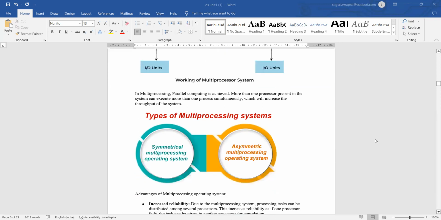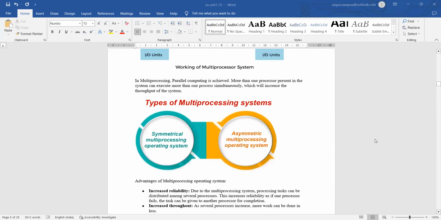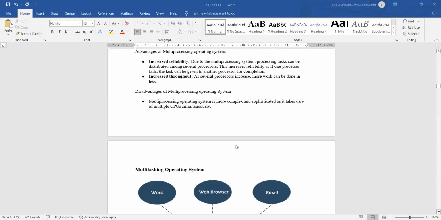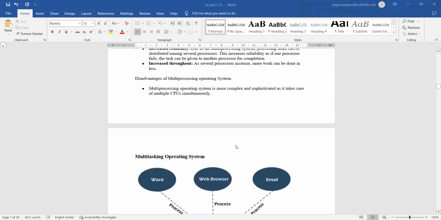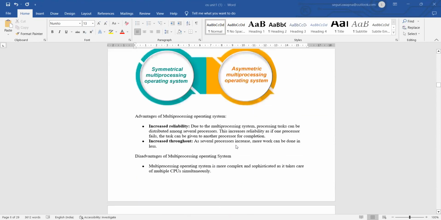These multiprocessors are of two types: symmetric multiprocessors and asymmetric multiprocessors. In symmetric multiprocessors, all the processes are executed simultaneously and without any waiting. In an asymmetric multiprocessing system, they are executed one after the other. So these are the two types of multiprocessor operating system.